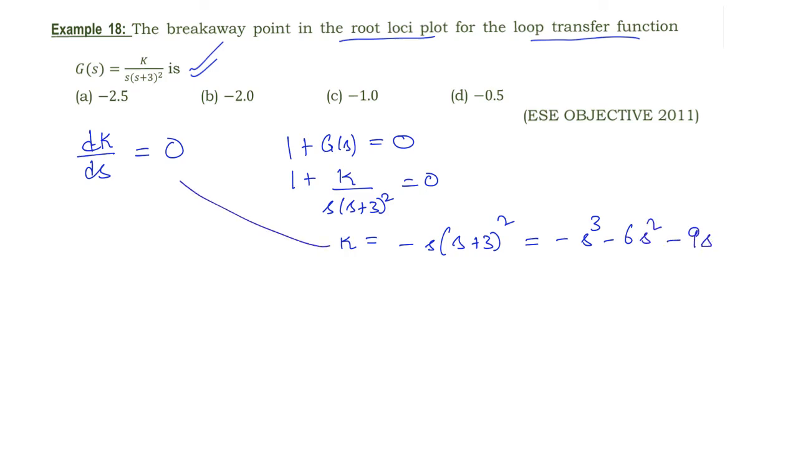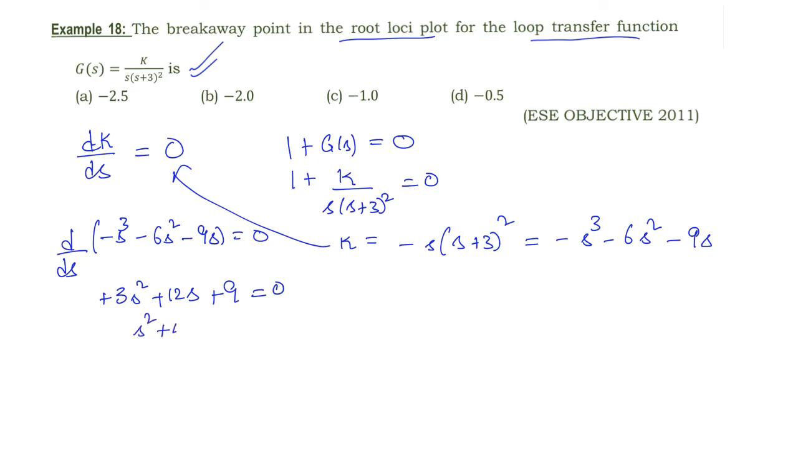Now you substitute here. d by ds of (minus s cube minus 6s square minus 9s) is equal to 0. So you will get minus 3s square minus 12s minus 9 equal to 0. So this will be 3s square plus 12s plus 9, or you can say s square plus 4s plus 3 equal to 0. What are the roots of this equation? They will be s equal to minus 1 and minus 3.